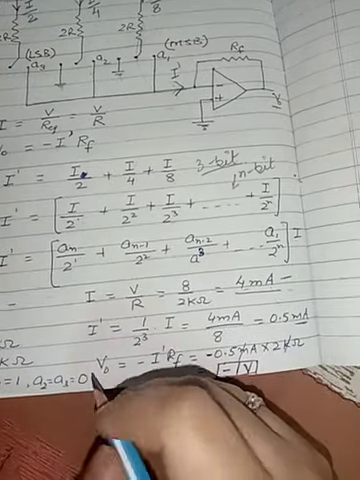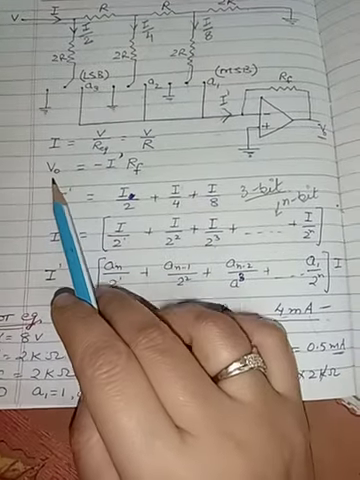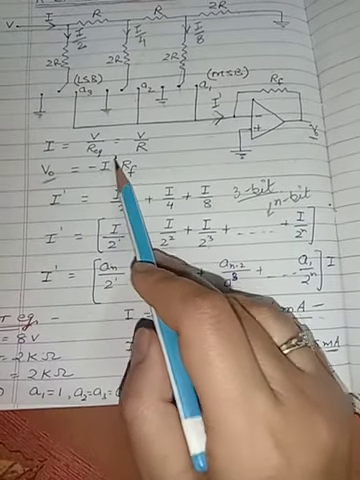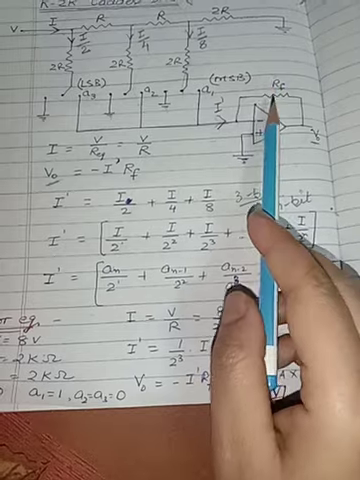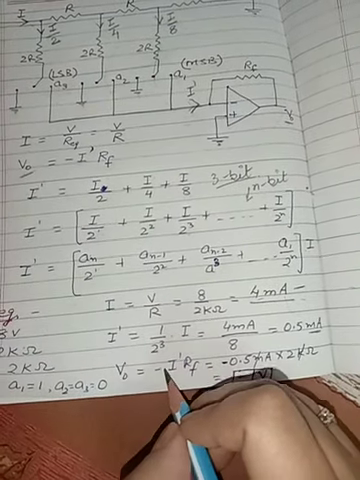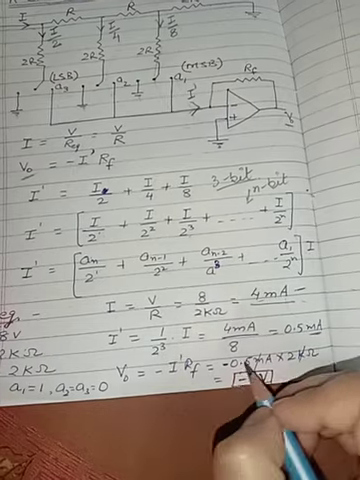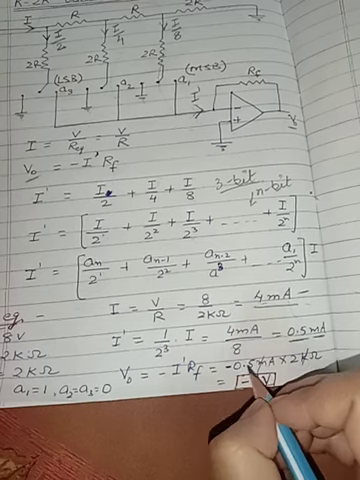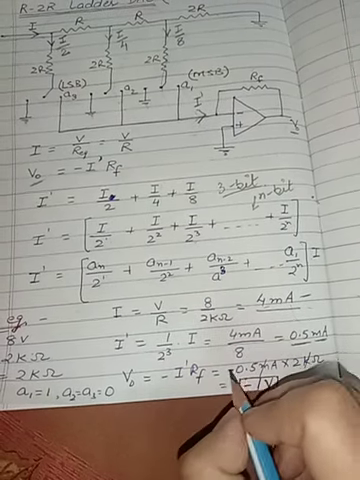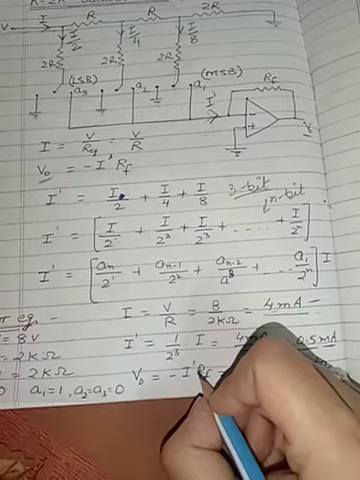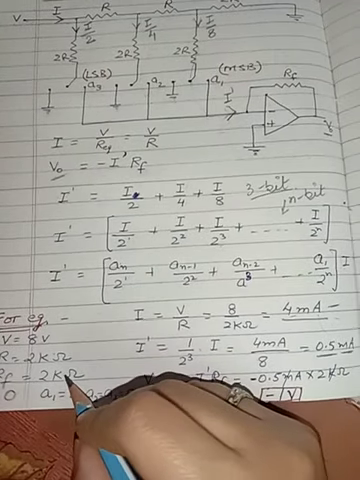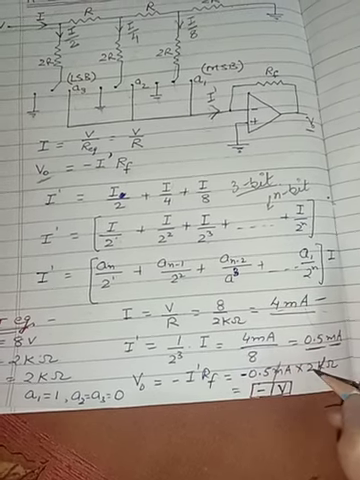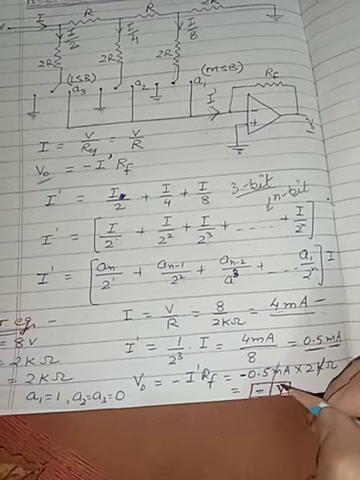After this we will be finding out the total output voltage, that will be equal to minus I dash into RF, that is the feedback resistance. So V naught is equal to minus I dash RF, where I dash we have calculated over here as 0.5 milliamperes. This is minus over here into the feedback resistance, that is given as 2 kilo ohms, and this kilo will be cancelled by milli, so it is equal to minus 1 volt.